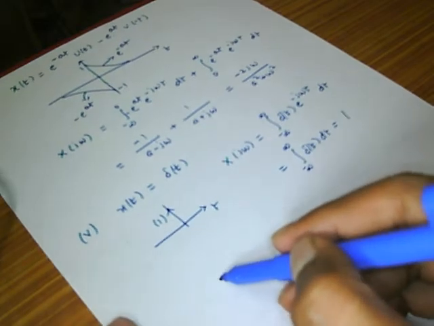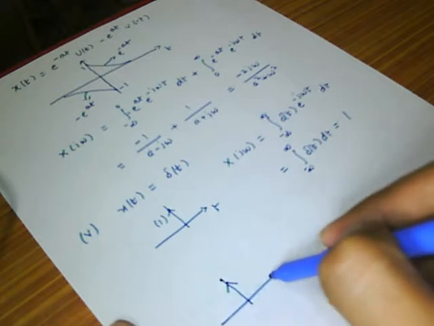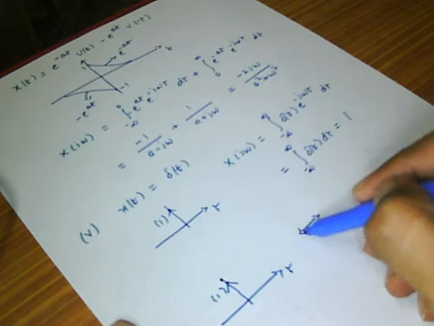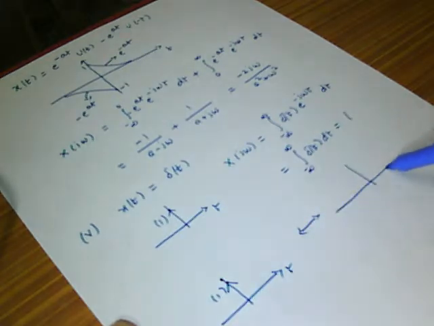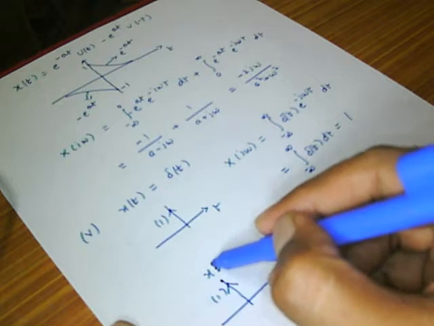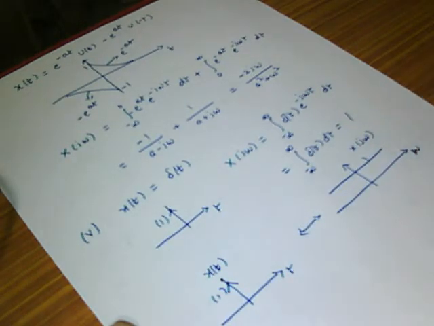So Dirac delta will have 1 as the Fourier transform. This is 1. So this is my x of t, which is nothing but Dirac delta, and the corresponding Fourier transform is x of j omega.